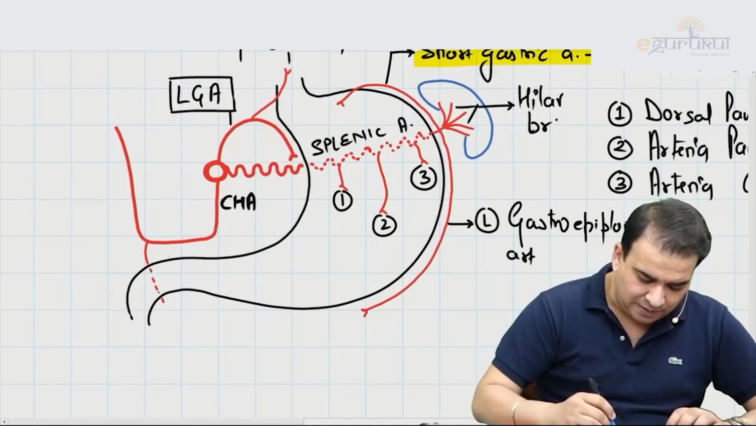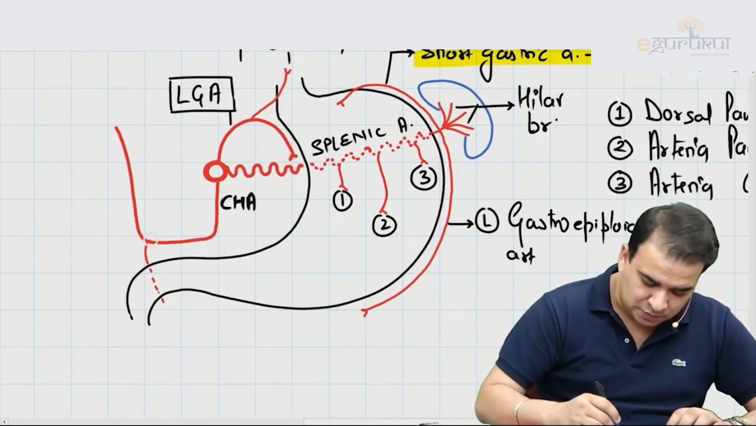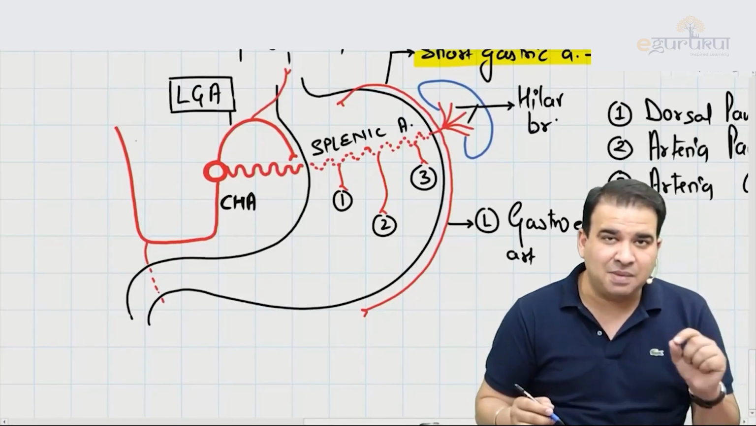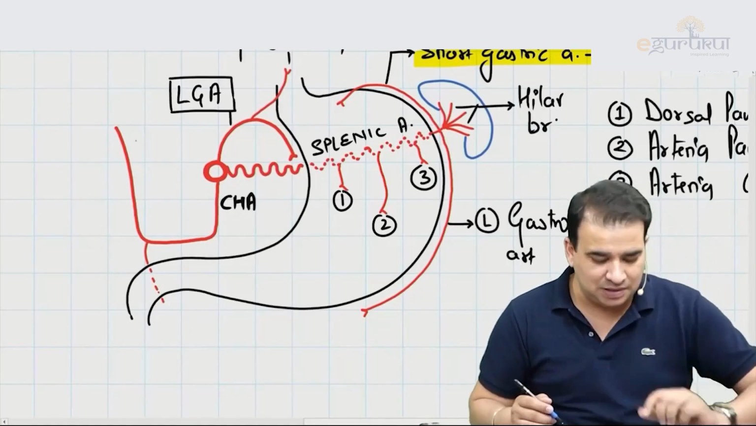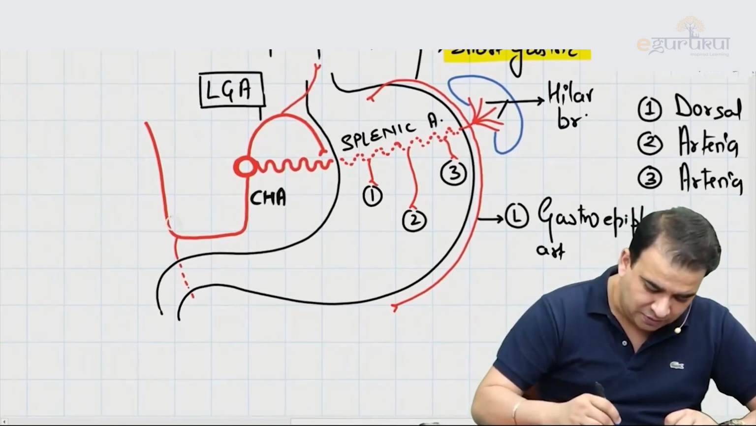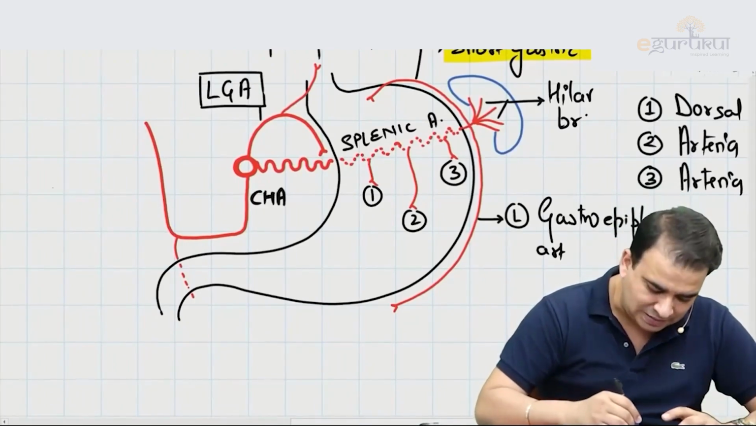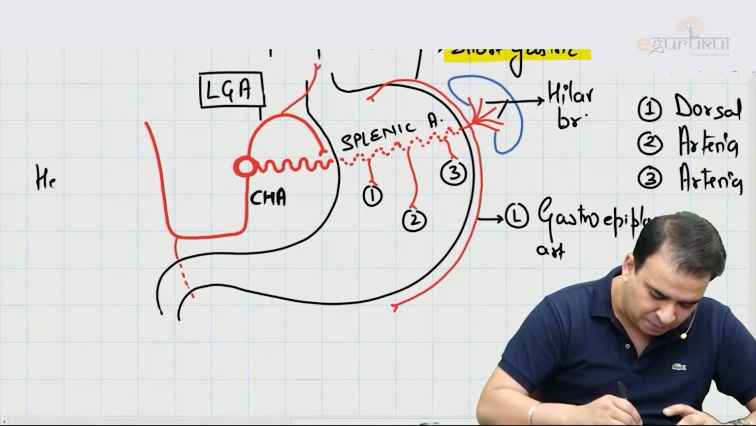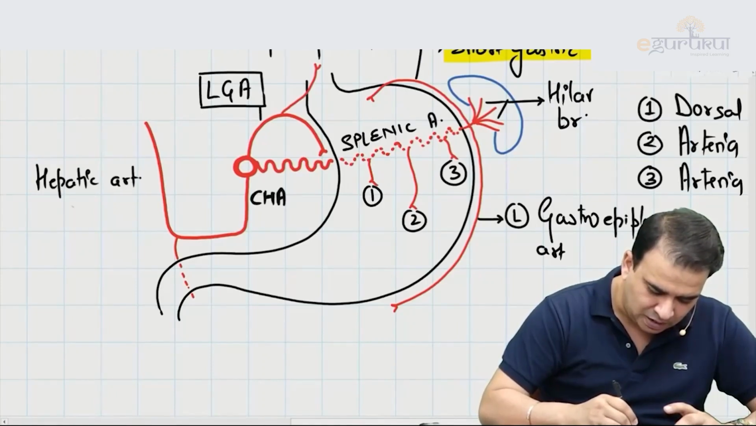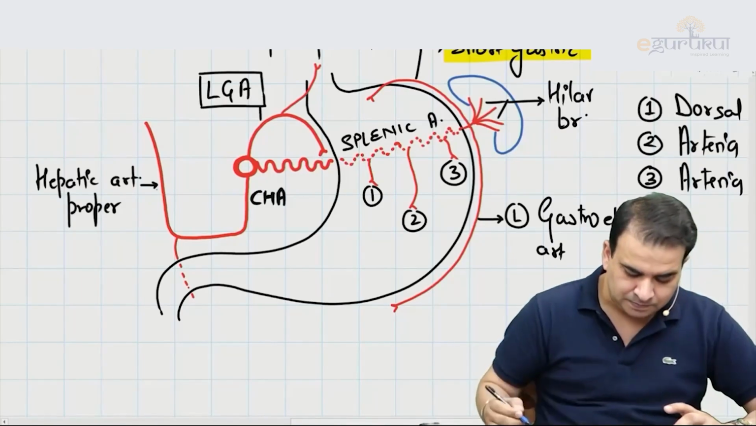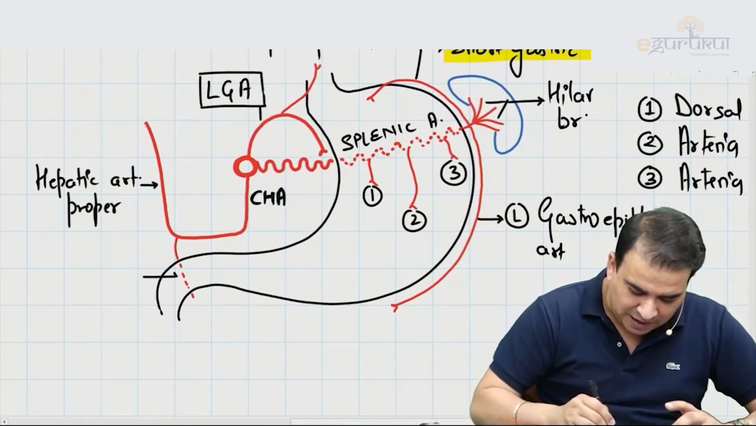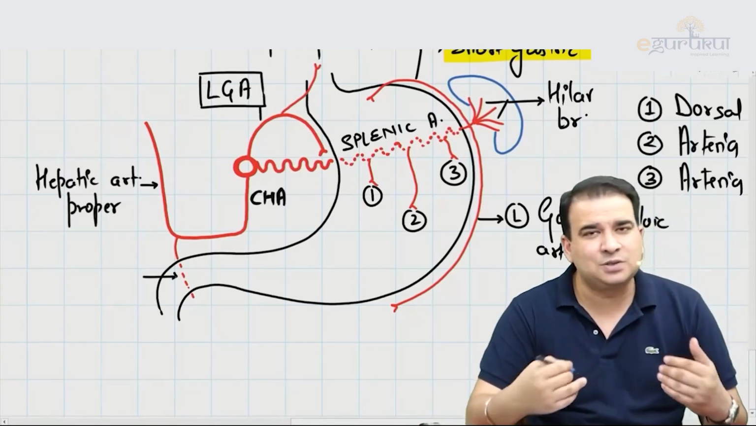Common hepatic artery gives off these two branches. This branch which is going above in the free margin of the lesser omentum, which again we will discuss in the peritoneum, running in the free margin of the lesser omentum along with the portal vein and the bile duct, that is the hepatic artery proper. And the one that you see running behind the first part of the duodenum, well, it has to run behind only.